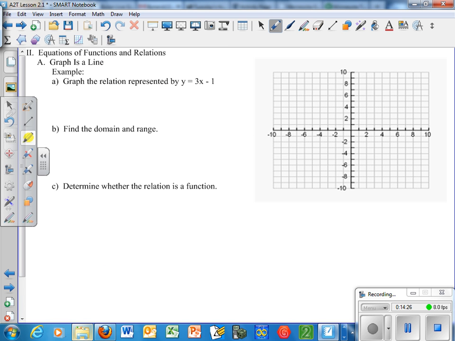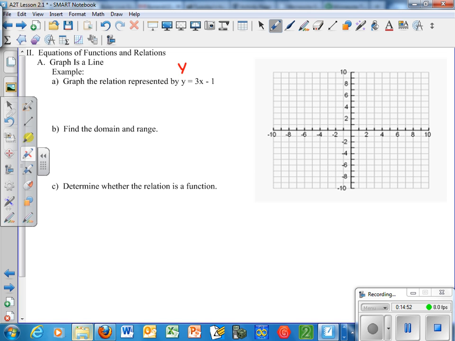Okay, now we're going to get into the equations. We're going to look at first equations of functions in relations. If you just have a set of ordered pairs, then your graph is a scatter plot. You're just plotting the points. Could be a function, could not be, depending on if it passed the vertical line test or not. Now we're going to look at a linear equation.